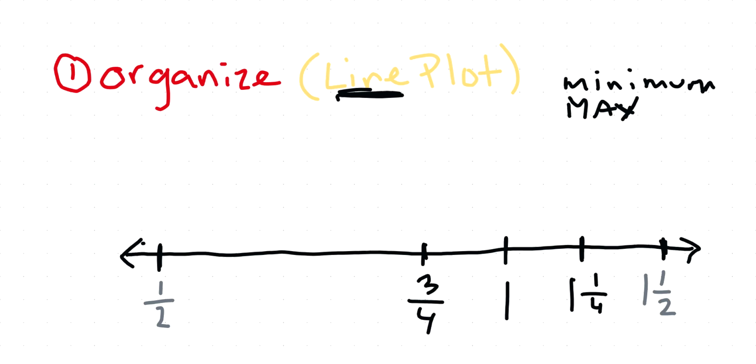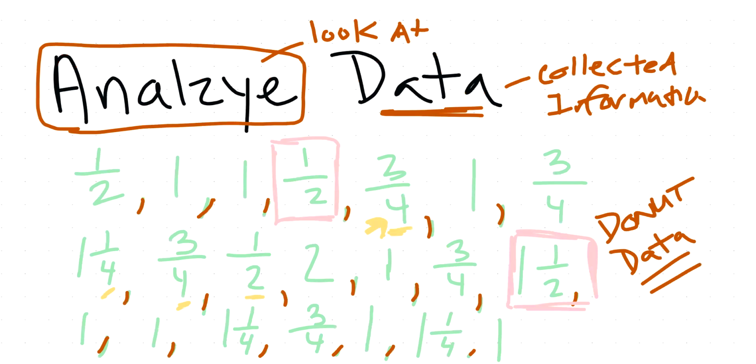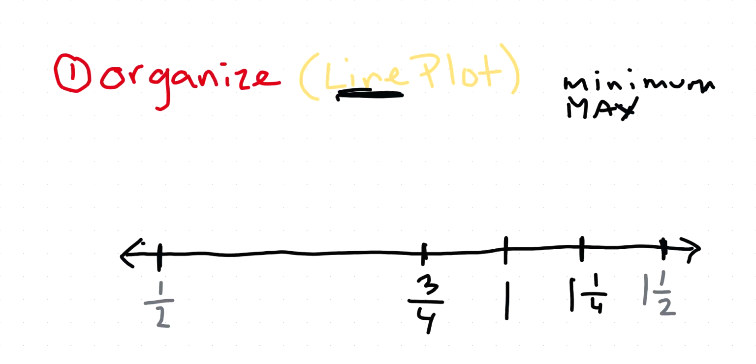These are my data points, right? 1 and 1/2, 3/4. I didn't have 1 and 3/4, did I? No, 1 and 1/4. We have 3/4. We have 3/4. We have 1/4. No, we don't have 1/4. We only have 1/2. Woo! Okay, cool. See, already analyzing like crazy. That is the whole idea of this.